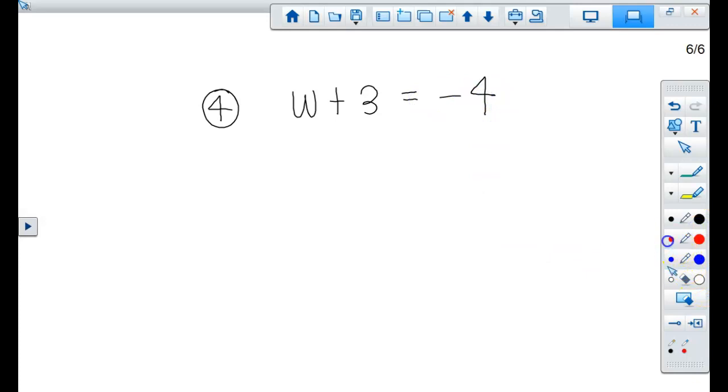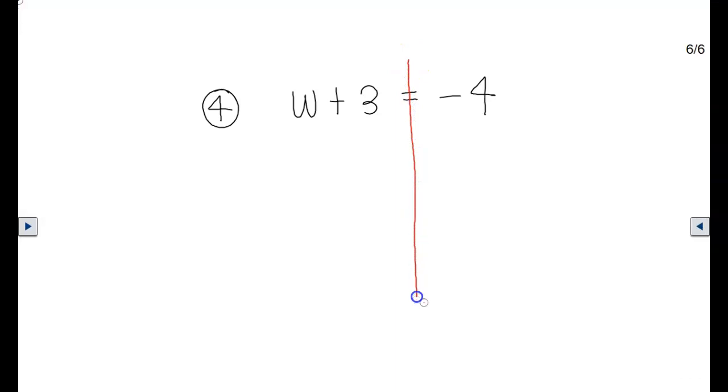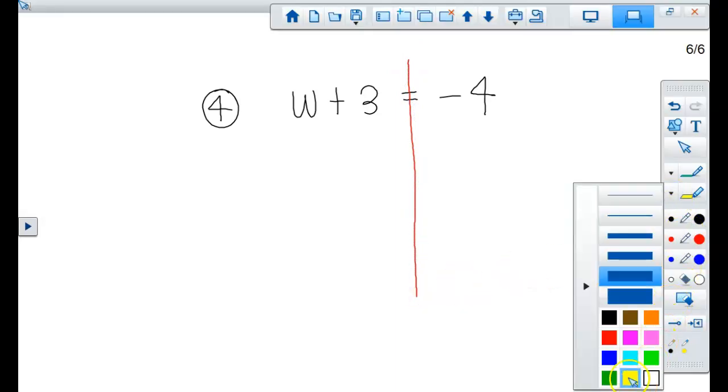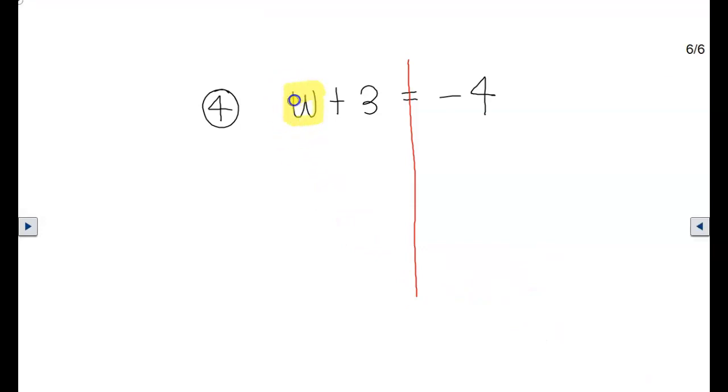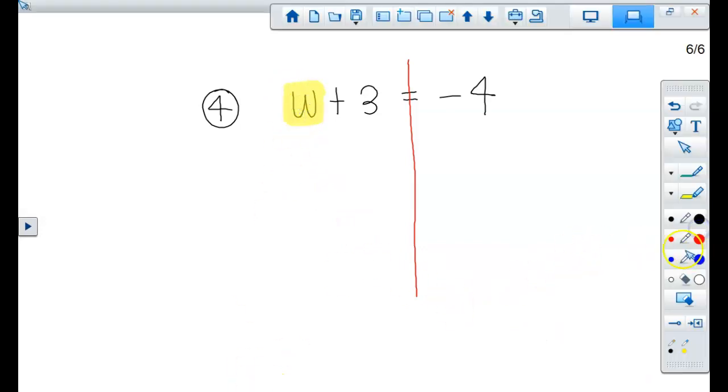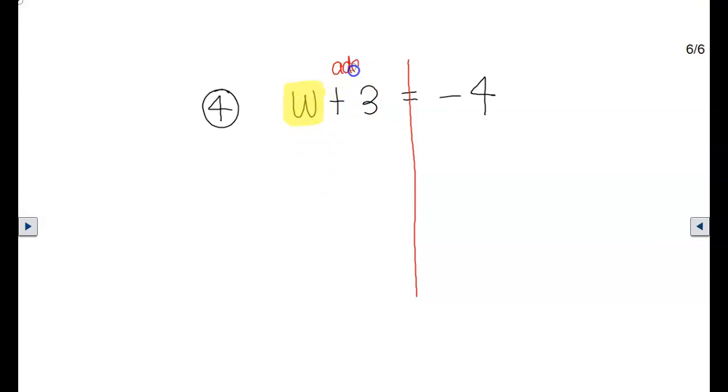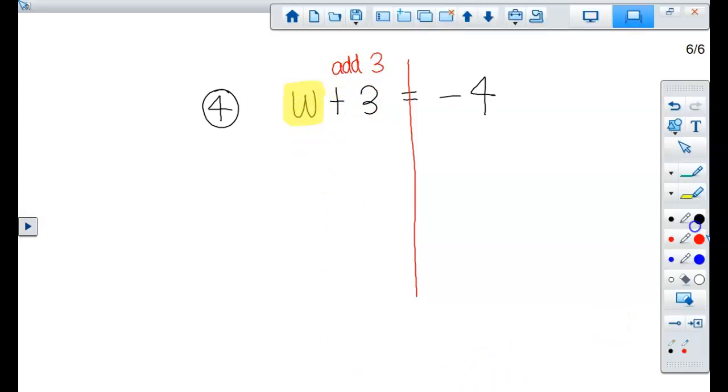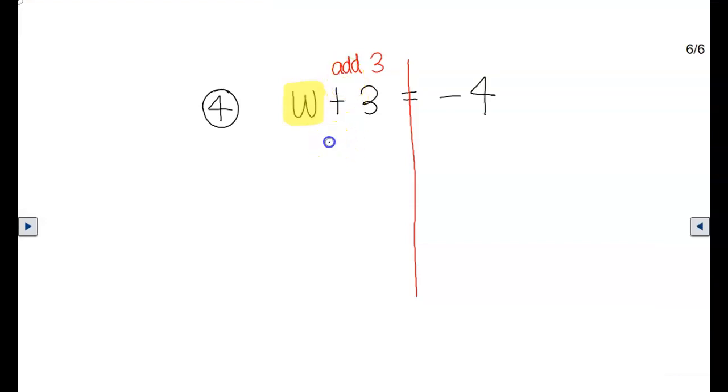So take a look at this one. We're going to solve w plus 3 is equal to a negative 4. Draw your line through the equal sign. Remember your goal. Your goal is to get w by itself. So look at the equation and ask yourself, what is the one operation that is being done to w? What is the one thing that is happening to w? Well, it says they're doing w plus 3. So adding 3 is what this equation does to w. So if I want to solve it, I have to undo adding 3. So what operation will undo adding? Subtracting. So to undo adding 3, I'm going to subtract 3.